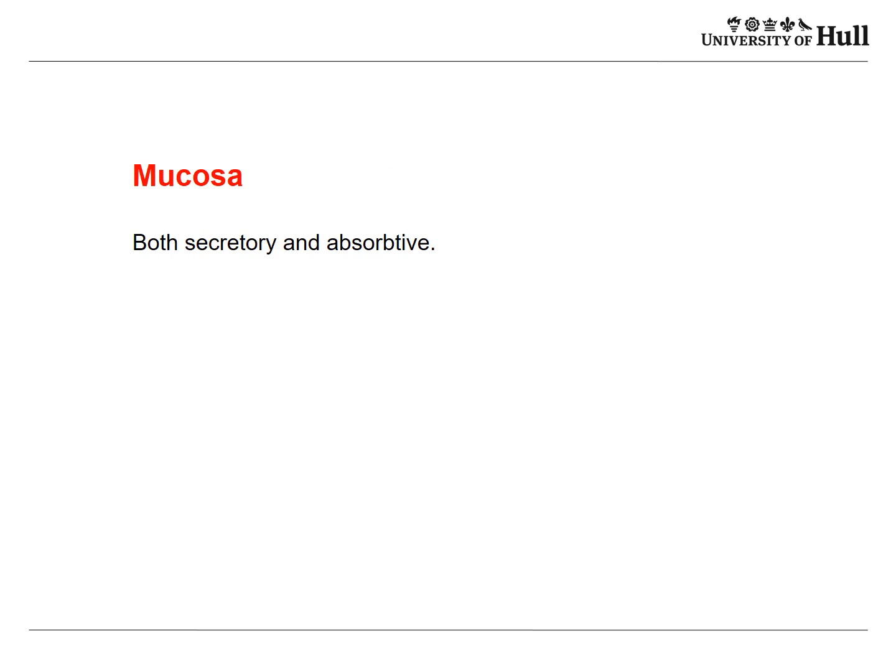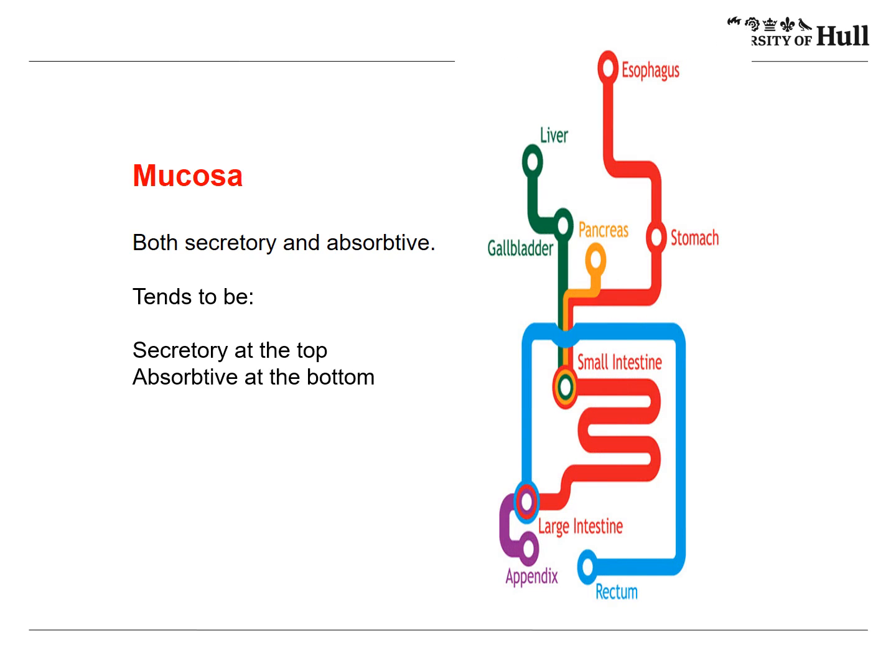The mucosa of the gastrointestinal tract are both secretory and absorptive. This is not an absolute division anywhere in the tract, but it tends to be secretory at the top of the tract and more absorptive at the bottom. So in this diagram, in the red region it tends to be secretory, and in the blue region it tends to be more absorptive. But as I say, this is not an absolute division of labour between the different parts, it's just a tendency.